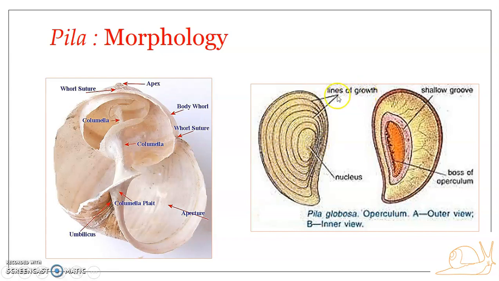The lines of growth are found concentrically surrounding a central region known as the nucleus. The nucleus is slightly shifted towards a side. This is the outer view. On the inner surface, this is the inner view of the operculum. It is provided with an elliptical area, and this part is known as the boss of the operculum. This boss is surrounded by a shallow groove.